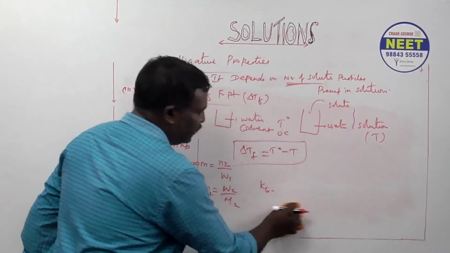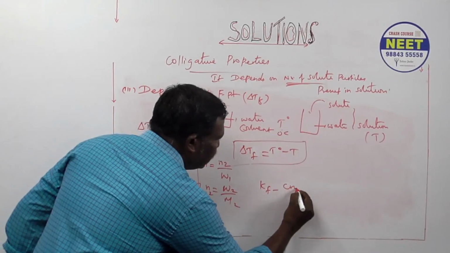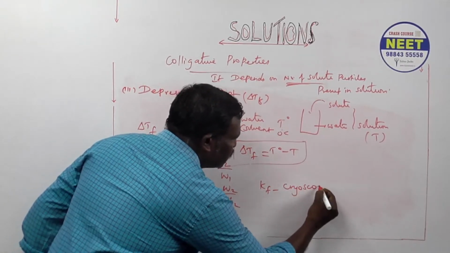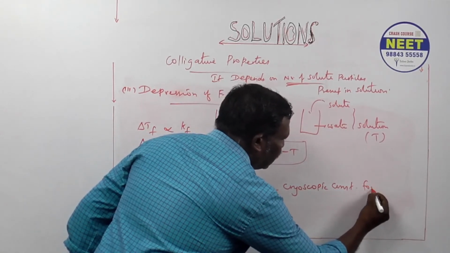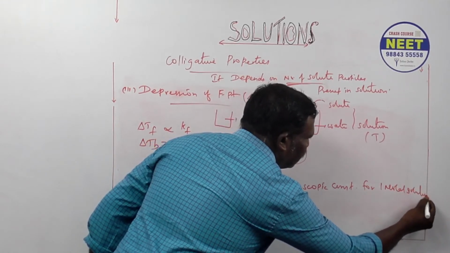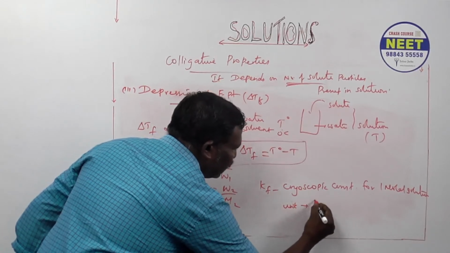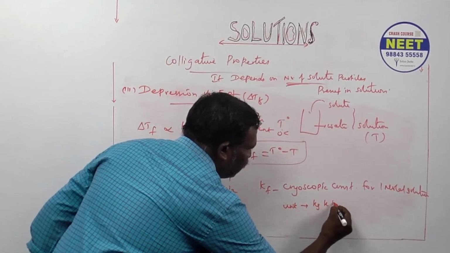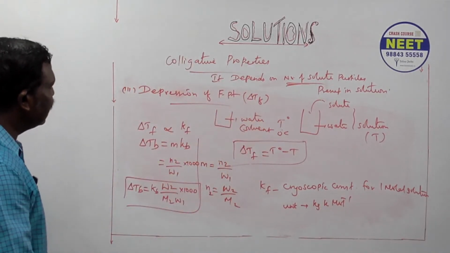See here. Just copy them one by one. Kf is called the cryoscopic constant, the cryoscopic constant for a 1 molar solution. This is also a known value. They will give the value. These are the same unit. The unit is also the same: kilogram Kelvin per mole. Okay, same unit.